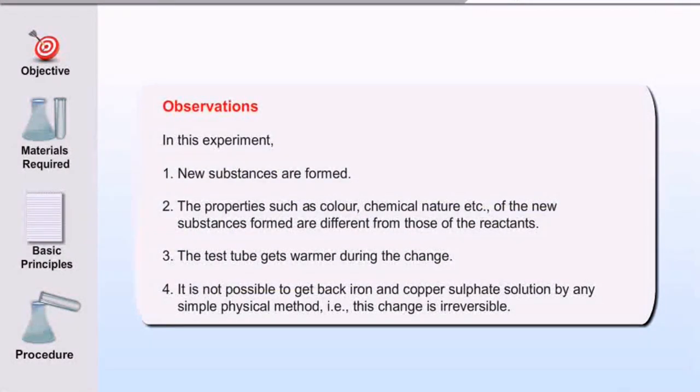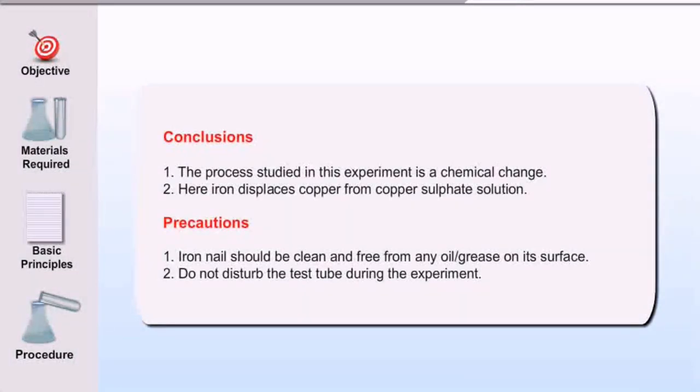In this experiment, new substances are formed. The properties such as color, chemical nature, etc. of the new substances formed are different from those of the reactants. The test tube gets warmer during the change. It is not possible to get back iron and copper sulfate solution by any simple physical method, that is, this change is irreversible. Conclusions.